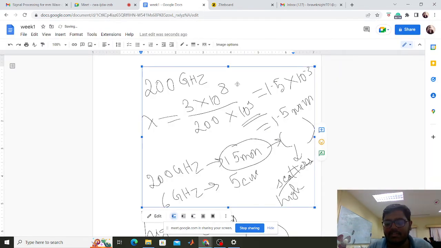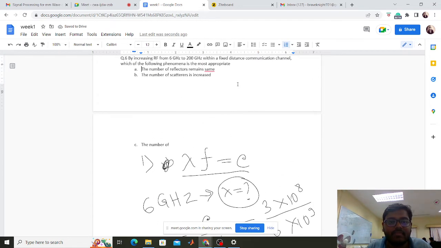So what was the question? Let me go first there. It is like 6 gigahertz to 200 gigahertz, and the distance was also fixed for the communication channel. So the right option will be option B, like the number of scatterers will increase, because I am going from 6 gigahertz, that is in centimeter, to 200 gigahertz, the wavelength becomes in millimeter wave. So the right option is option B.